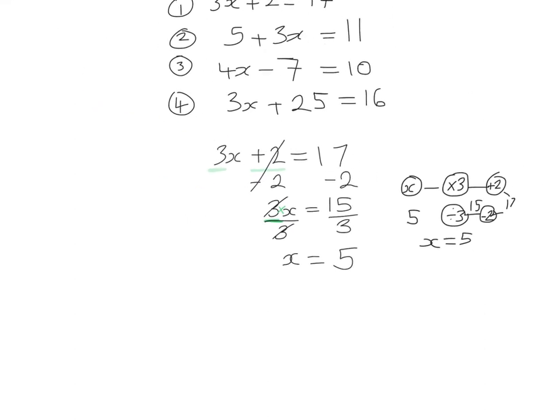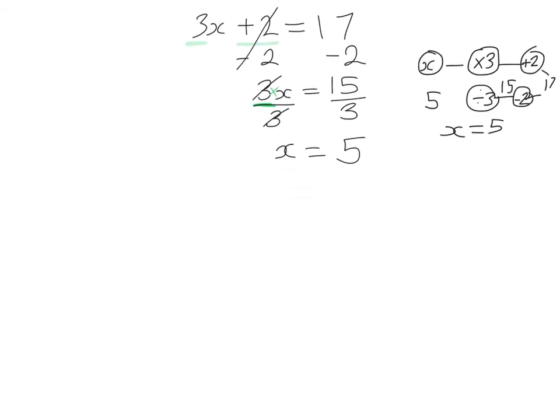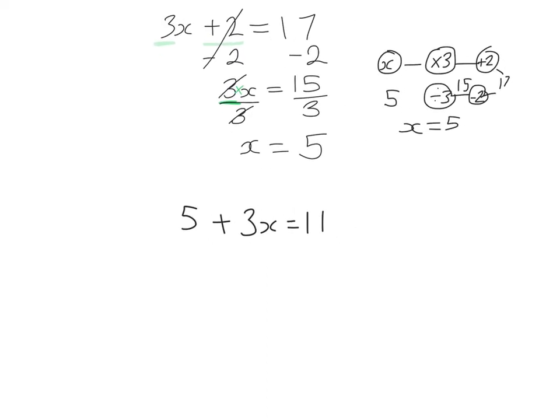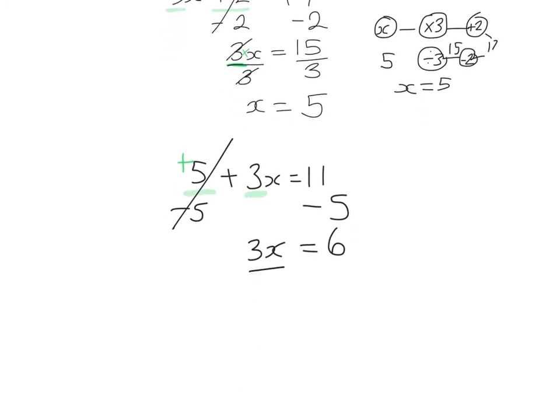Okay, question 2, 5 plus 3x equals 11. I'll do both methods again. So this method, once again, things I don't want on this side. I've got a 5 I don't want and a 3. The 5 is the further away one, so I need to get rid of 5. Now 5 on a number line means positive 5, so this should have an invisible positive sign here. Get rid of it. Subtract 5, subtract 5. 3x equals 6. And divide by 3. X equals 2.